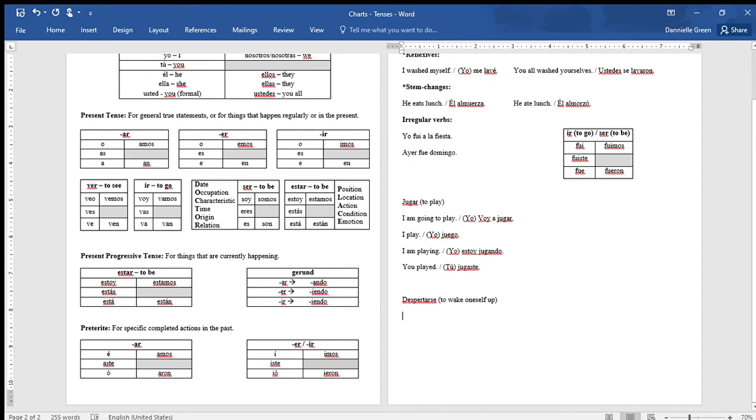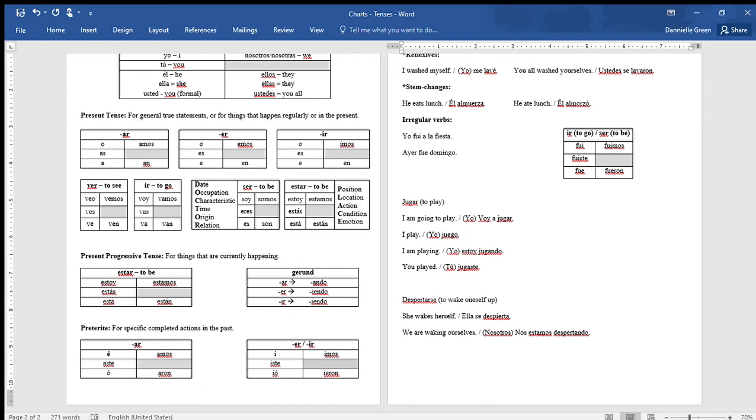Despertarse means to wake oneself up. We'll say she wakes herself. Ella se despierta. That's present tense. We have a stem change there. If I wanted to say that we are waking ourselves, then we have our optional nosotros to start. We do have to have a reflexive pronoun again. Nos estamos despertando. We are waking ourselves. No stem change to worry about.